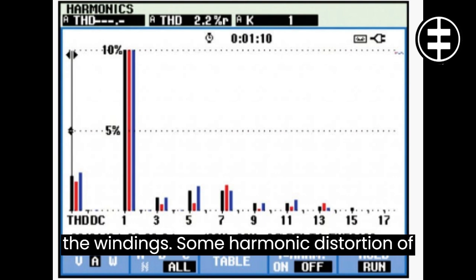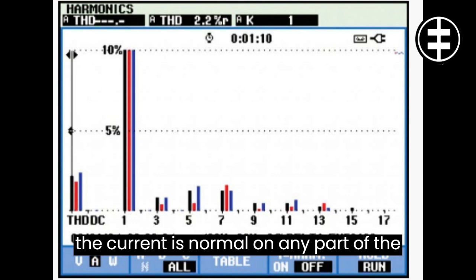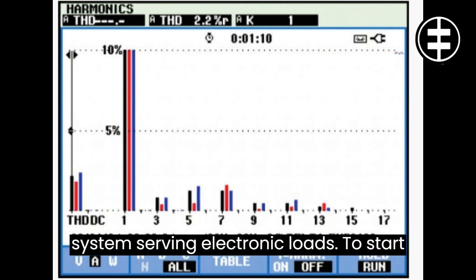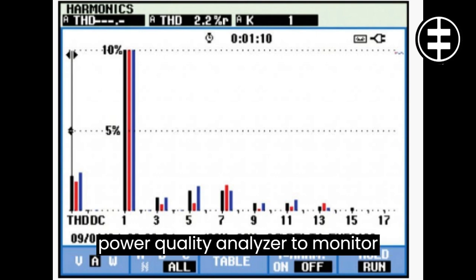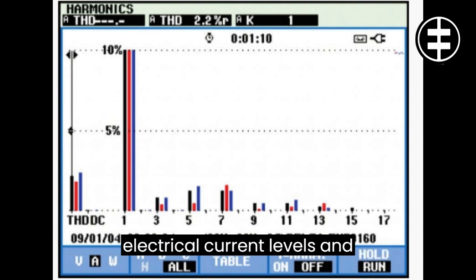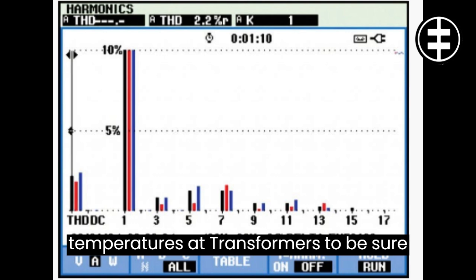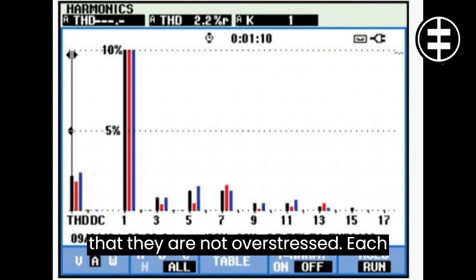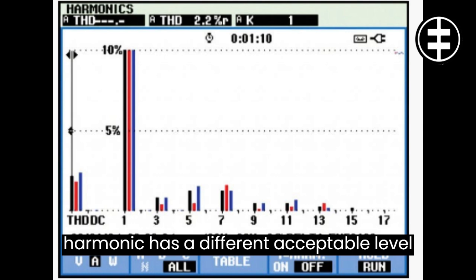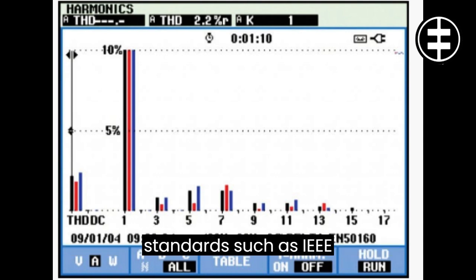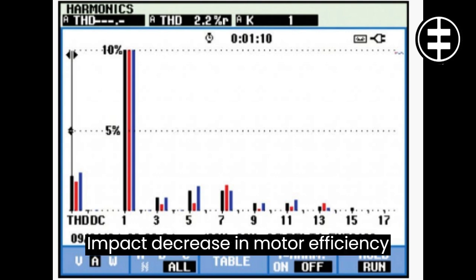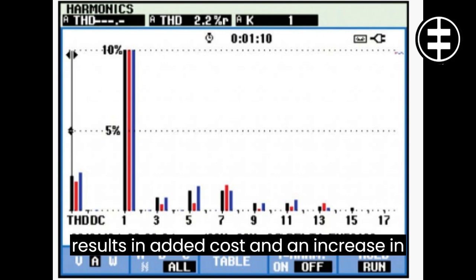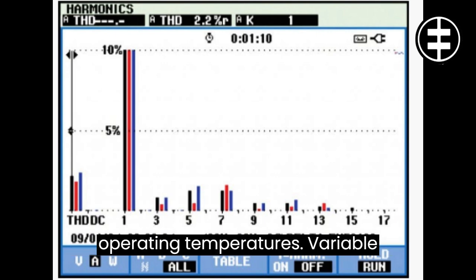Some harmonic distortion of the current is normal on any part of the system serving electronic loads. To start investigating harmonic distortion, use a power quality analyzer to monitor electrical current levels and temperatures at transformers to be sure that they are not overstressed. Each harmonic has a different acceptable level of distortion, which is defined by standards such as IEEE 519-1992. Impact. Decrease in motor efficiency results in added cost and an increase in operating temperatures.